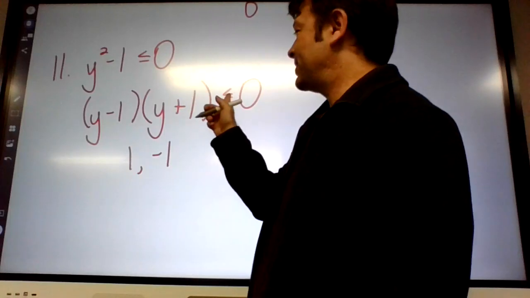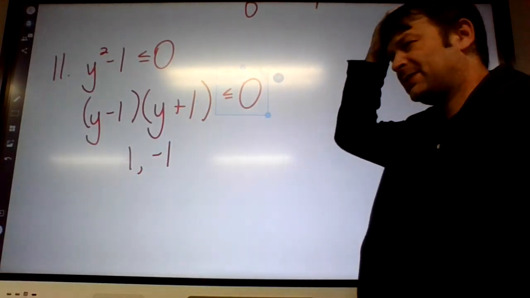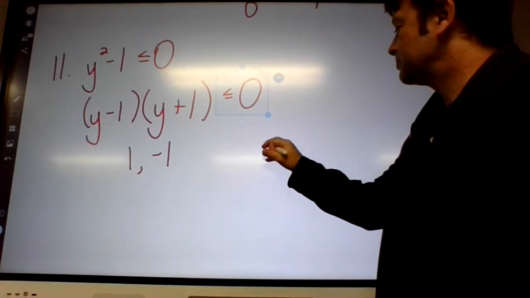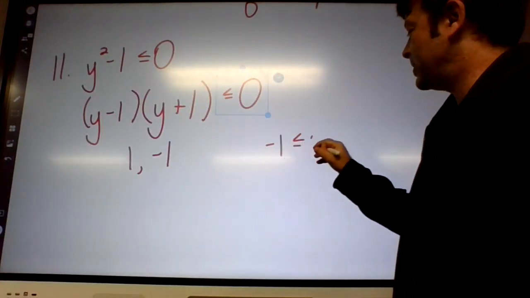And if it's a less than, how does it set up? Less than 0? It's in between. In between. So negative 1.